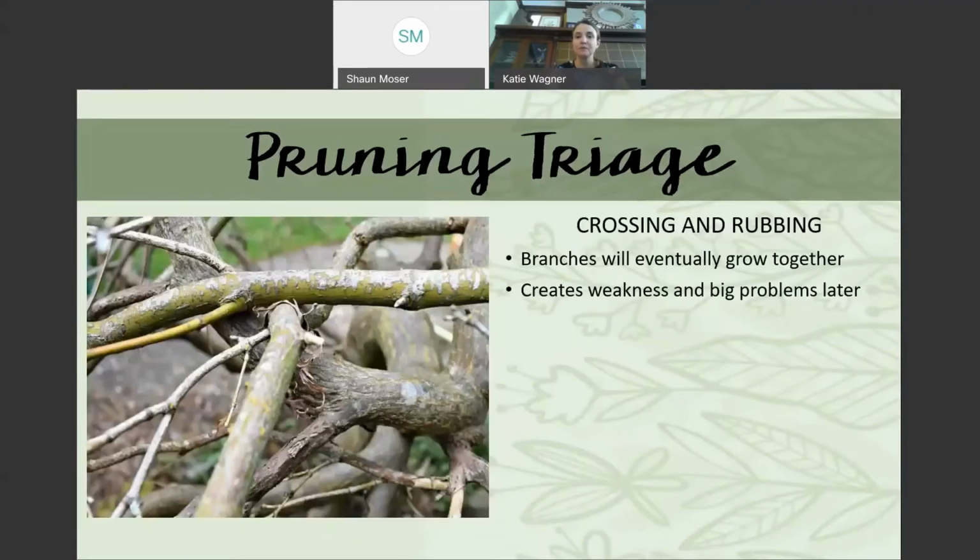Anything crossing or rubbing. Remember, these limbs are just going to get wider and wider and wider, increase their diameter over time, and eventually they're going to grow together. And this creates points of weaknesses, which can be a really big problem later. So anything that's crossing, you just have to make a decision in terms of which crossing branch you want to be taking out, but you should remove them.